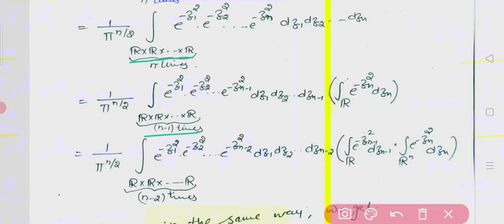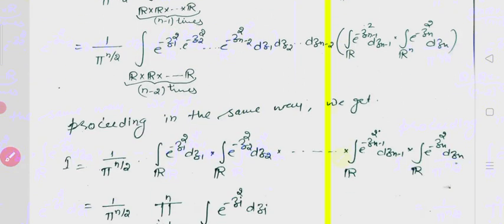Similarly, now we do the integration with respect to zn minus 1. When you do the integration with respect to zn minus 1, the remaining terms are taken as constants, and you will find the integration with respect to this one, right? So that will be e raised to power minus zn minus 1 square dzn minus 1, and this term is as it is. Similarly, it is R cross R up to n minus 2 times. That means n minus 2 times integral. So you can see here that the terms will be constants.